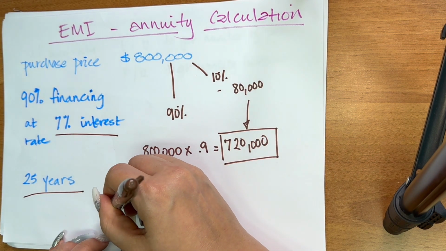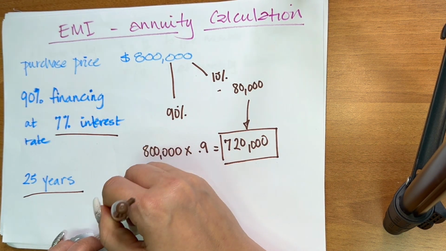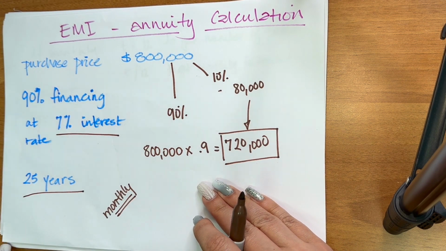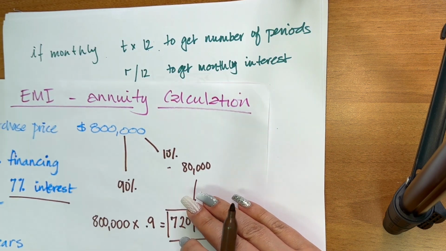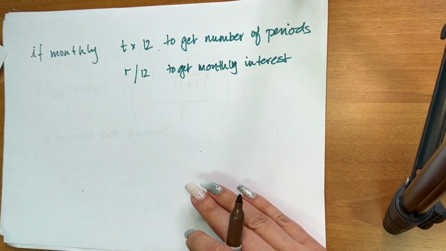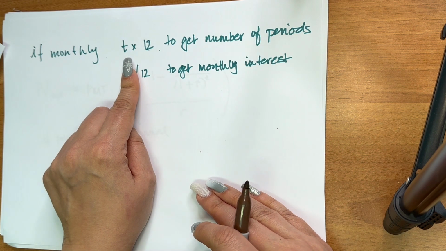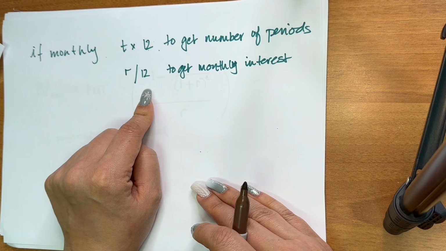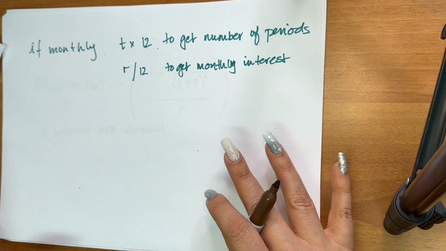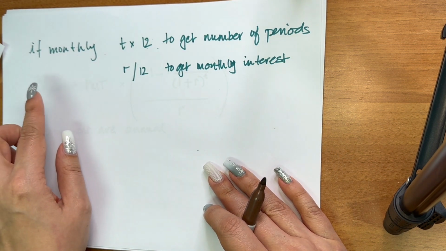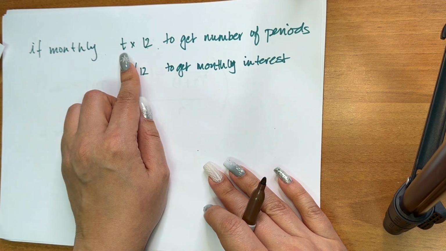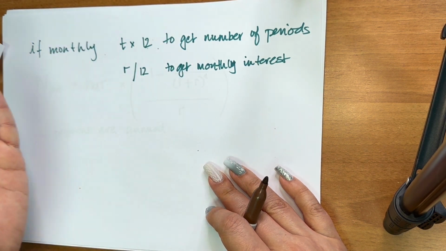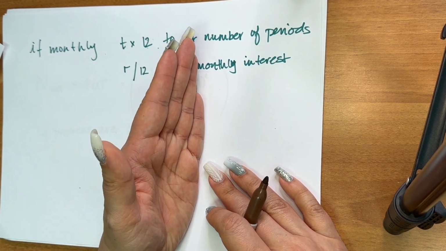There are monthly payments. So I have to change this interest rate and this tenor into monthly. If monthly, I will multiply the T by 12 and I will divide the R by 12. Why? Because I need to know the number of periods. So whatever my time is, the number of years, I will multiply by 12 to know the number of periods, the number of payments, the number of annuities I have to pay.